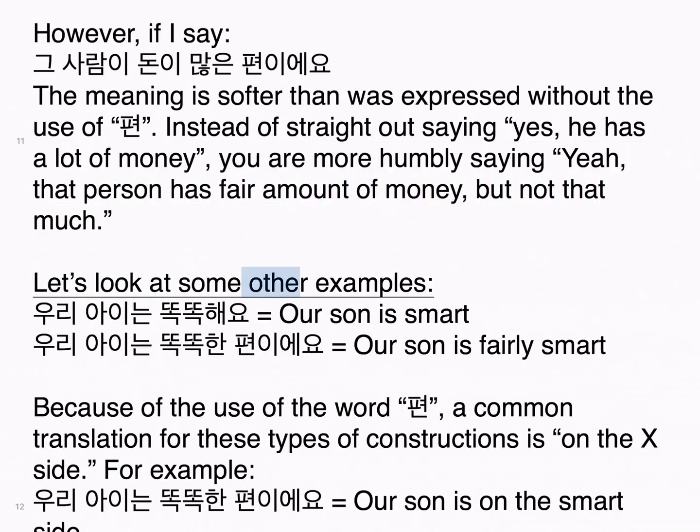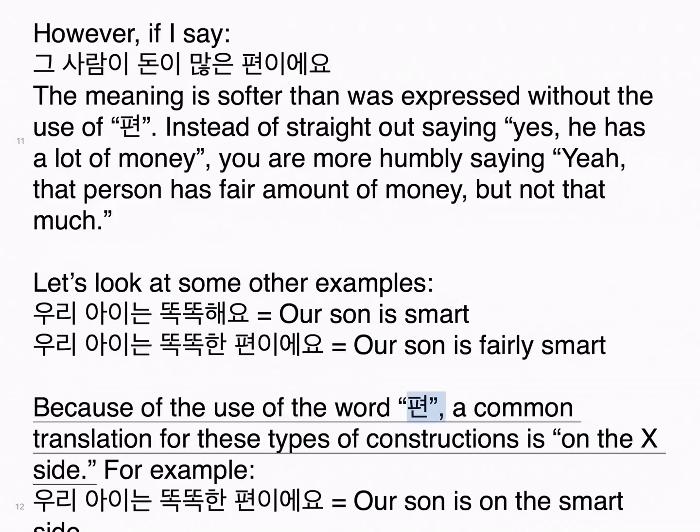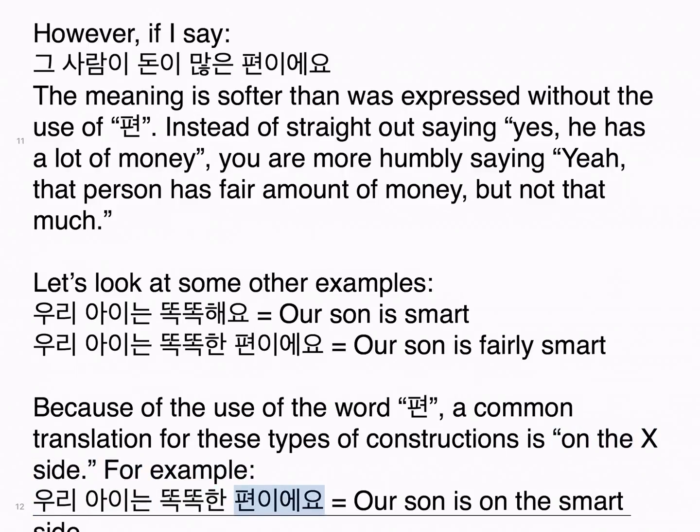Let's look at some other examples. 우리 아이는 똑똑해요. Our son is smart. 우리 아이는 똑똑한 편이에요. Our son is fairly smart, because of the use of the word 편. A common translation for these types of constructions is "on the X side." For example, 우리 아이는 똑똑한 편이에요. Our son is on the smart side.